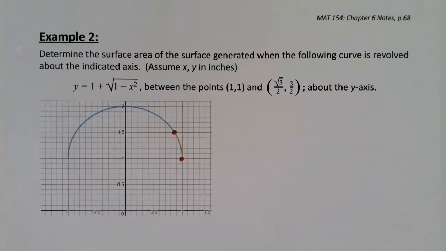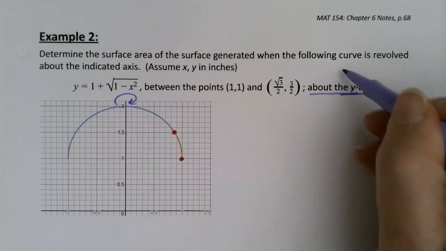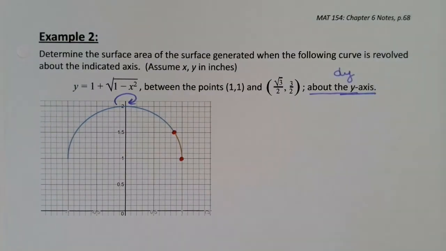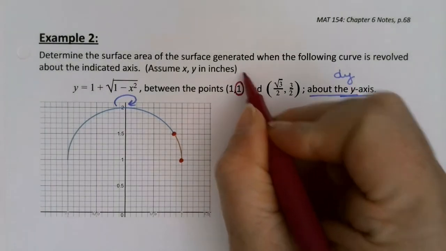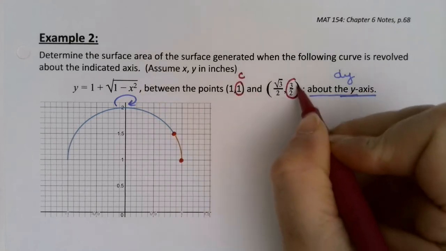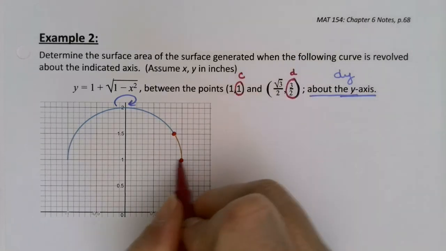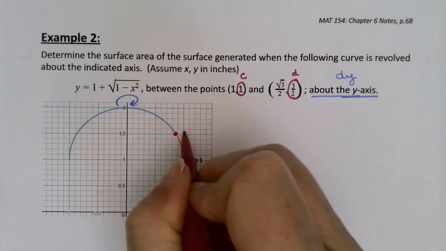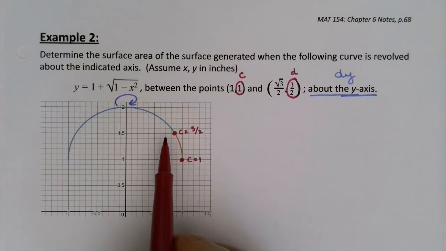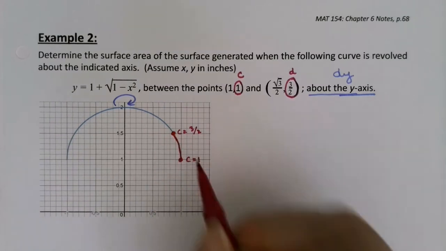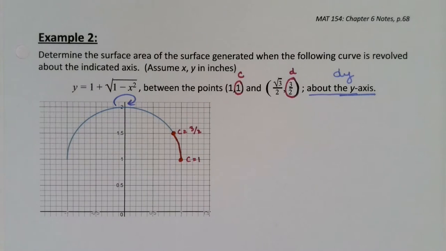Now, because we're going around the y-axis, we know that we're going to do this with respect to y. So we know that it'll be dy as our differential for our integral. If I'm going to go with respect to y, then I care about the y values. So this is going to be c, and this is going to be d. Down here, it's c equals 1. Up here, it's d equals 3/2. I know it seems a little weird because you're going from right to left, but that's irrelevant because we're looking at the y values, so it doesn't really matter.